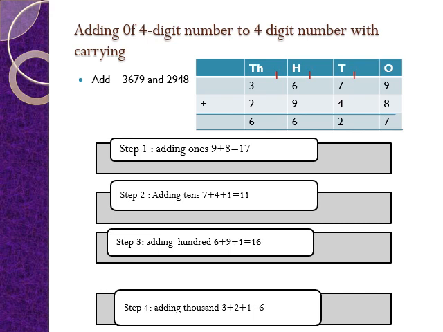So 7 plus 4 is 11 plus 1 is 12. So 2 carried 1. Again we have to add 6 and 9, that is 15 plus 1, 16, carried 1. In the thousands place, 3 and 2. 3 plus 2 is 5 plus 1 over here is 6. So our answer is 6627.